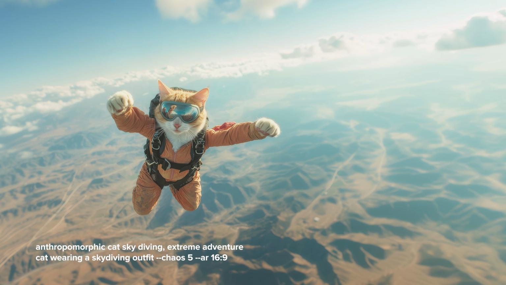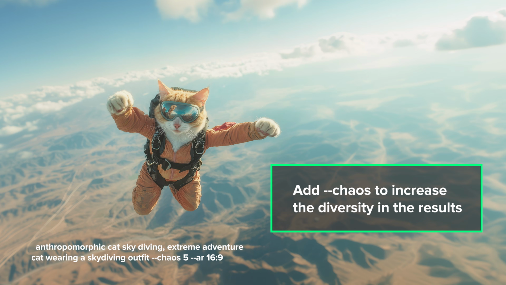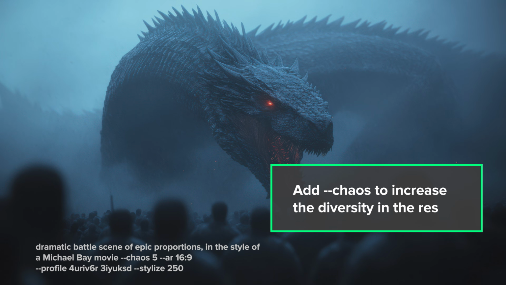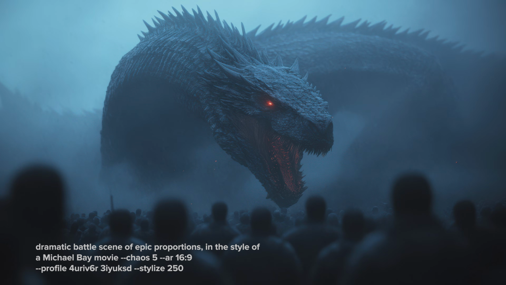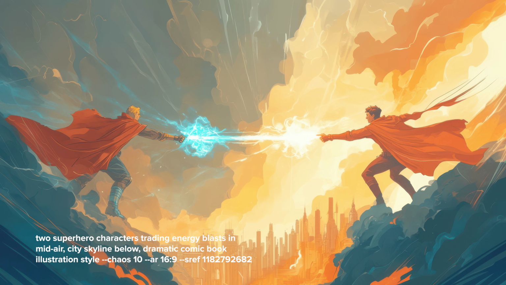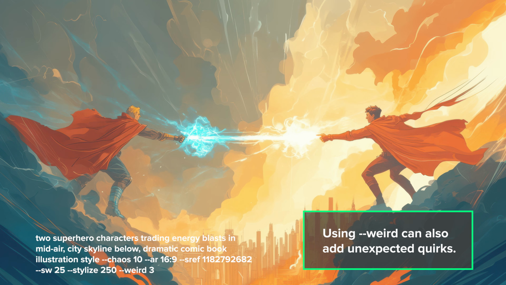And if you're not satisfied with the variety in your image grid results, try adding the chaos parameter to your prompts. I often use lower values like 5 or 10 just to shake up the results a bit, which can be really helpful for getting more diverse character positions to choose from. Even adding the weird parameter at a low value like 3 can help introduce some variety to the results.